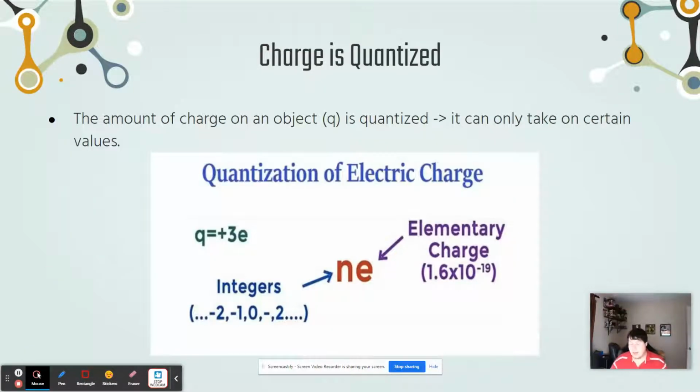But I want to take a look now at the idea of the quantization of charge. Because there are charge carriers, you can't have any particular charge you'd like on an object. You can only have whole integer multiples of these elementary charges. So we say that the amount of charge in an object is quantized, meaning it can only take on certain values. I couldn't have 1.5 electrons worth of charge on something, because you can't transfer half of an electron from one place to another. That's what we mean that it is quantized. It has to be a whole integer multiple of that elementary charge.